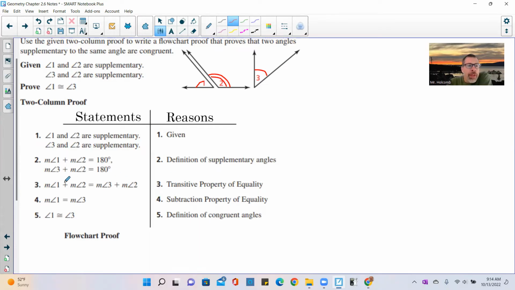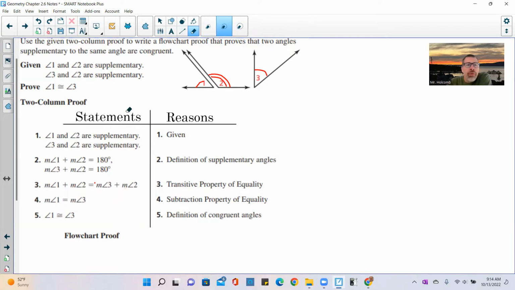And now if we have the measure of angle 1 plus the measure of angle 2 equals the measure of angle 3 plus the measure of angle 2, and I subtract the measure of angle 2 from both sides, okay, the measure of angle 2 minus the measure of angle 2 goes away, and we're left with the measure of angle 1. The measure of angle 2 minus the measure of angle 2 goes away on the other side, and we're left with the measure of angle 3, and that's where this comes from. That is the subtraction property of equality. So I just wanted to point that out.